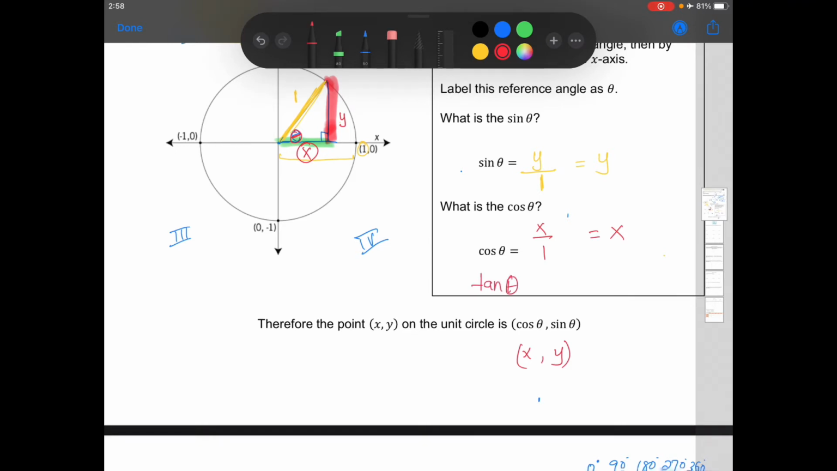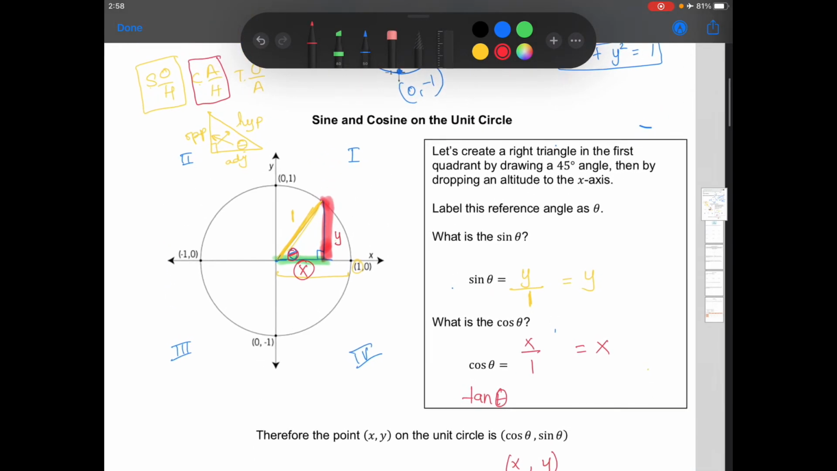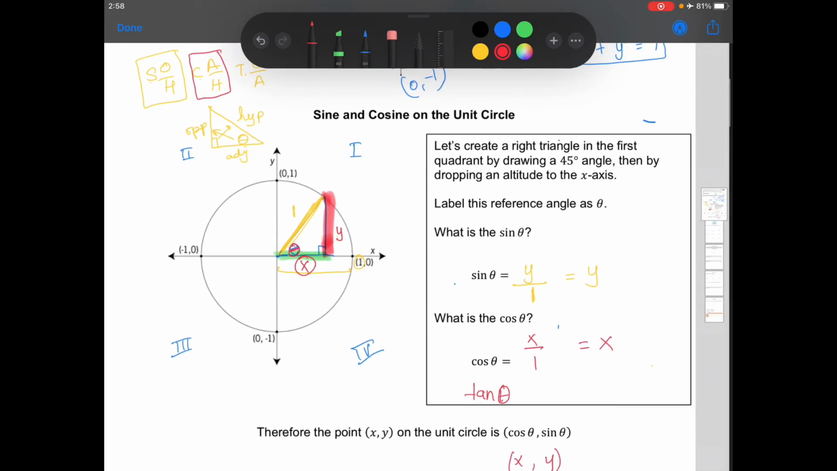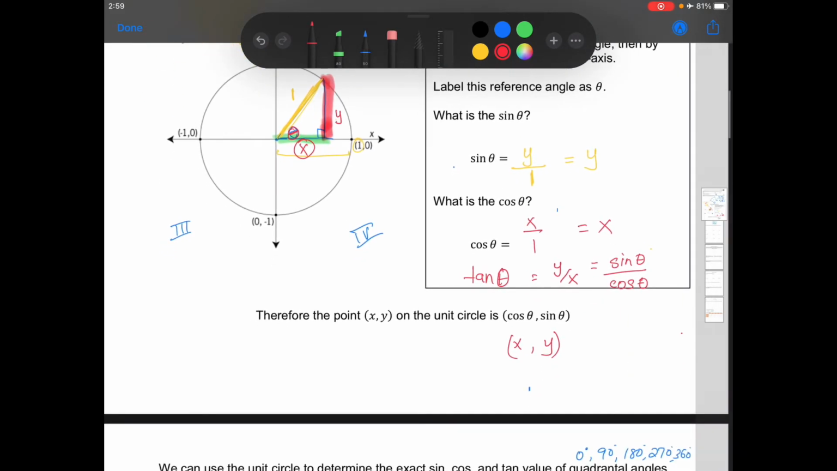I also want to talk about tangent theta. Let's write that down here. Tangent theta. What's the ratio for tangent? Opposite over adjacent. So what's opposite? Y over x, right? So what was my y? My y is sine, and if I want to write it in terms of trig functions, y is sine, x is cosine. So can I also say tangent theta is sine theta over cosine theta? That's a very important fact we will be using quite often.